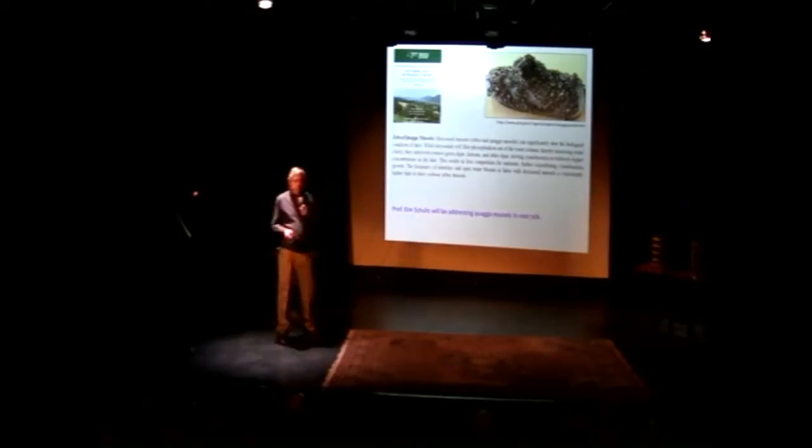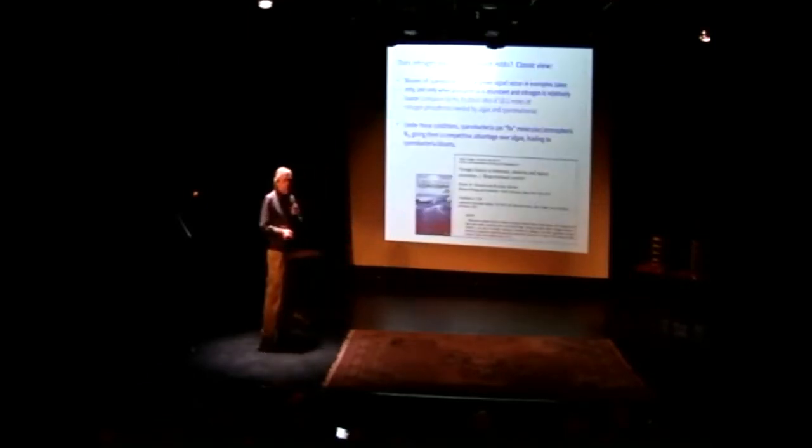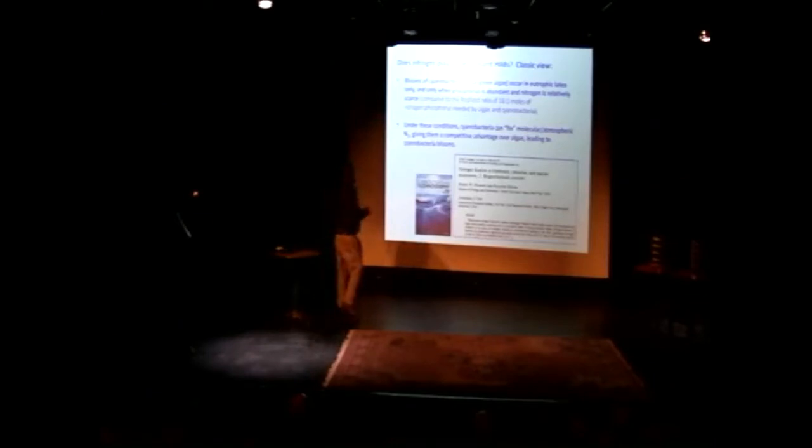But I think it's entirely possible that the zebra mussels and then the quagga mussels have played a role in encouraging HABs in these lakes. But what I want to talk about myself is nitrogen, and does nitrogen have a view? So let me run through the classic view again of lakes. That is, blooms of cyanobacteria, the blue-green algae, occur mostly in eutrophic lakes, not lakes of lower productivity, and only when the phosphorus is abundant and nitrogen is relatively scarce.